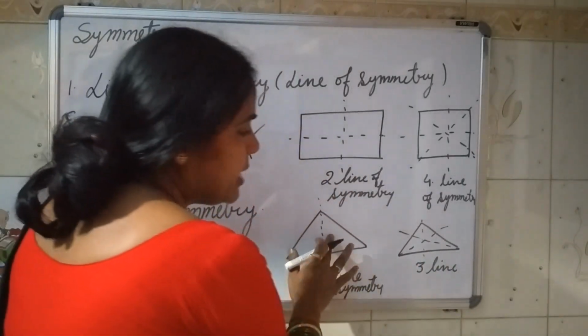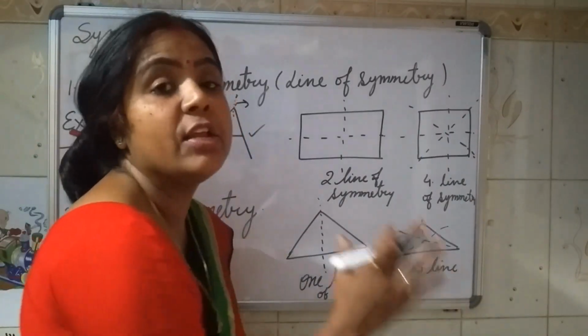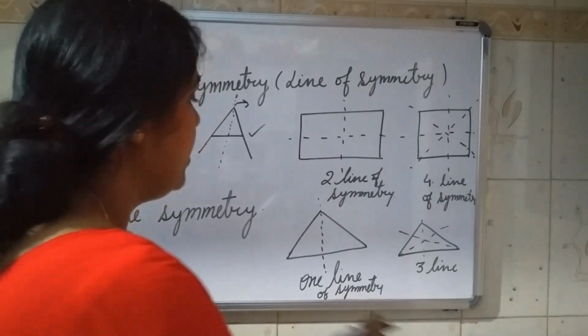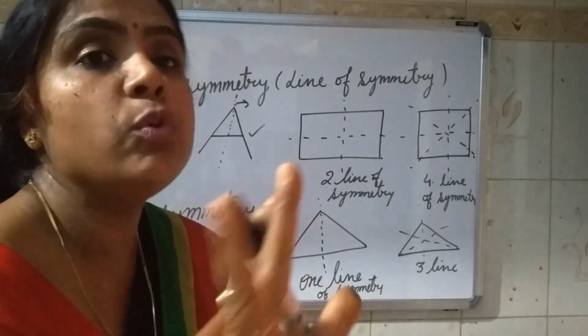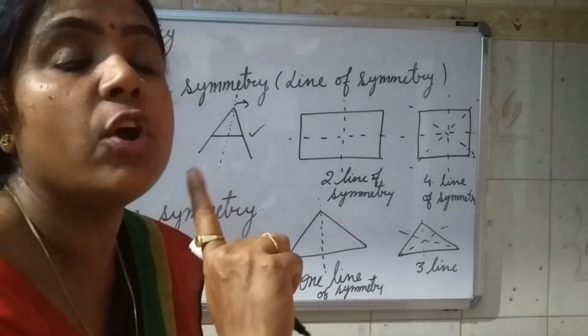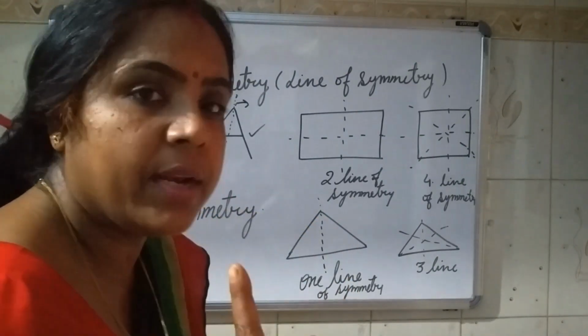This is an isosceles triangle and this is an equilateral triangle. In an equilateral triangle, all sides are equal. In an isosceles triangle, only 2 sides are equal. And in a scalene triangle, no sides are equal, and a scalene triangle does not have any line of symmetry. Clear to you?